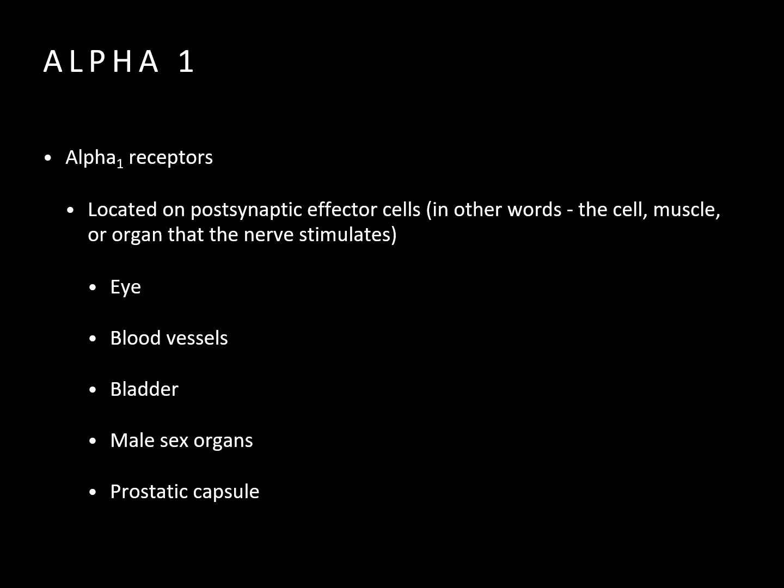Your alpha 1 receptors, so where are they located? Well, if you know where they're located, you'll have a pretty good idea of what they might be able to do. Now, I don't need you to recall or to memorize where they're located. If that works for you to know where they're located, it will help you eventually to know exactly what kind of effect it will create on that particular organ or that muscle or cell. So it's going to be located on the eyes, the blood vessels, the bladder, the male sex organs, and the prostatic capsule, so the prostate.